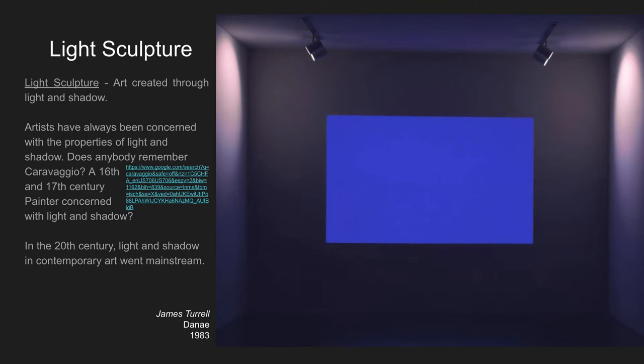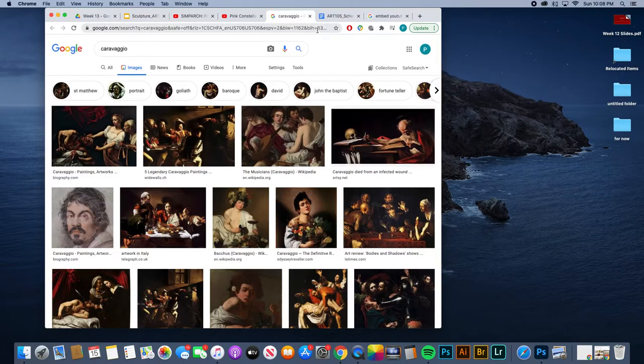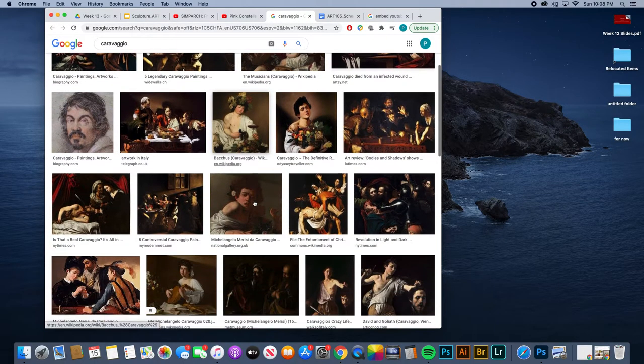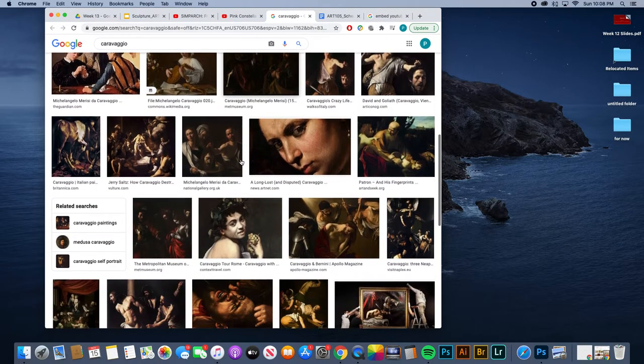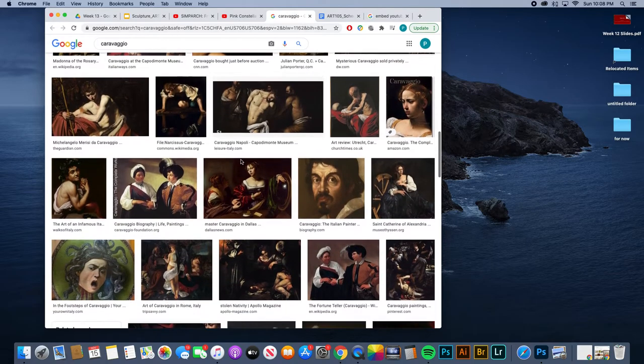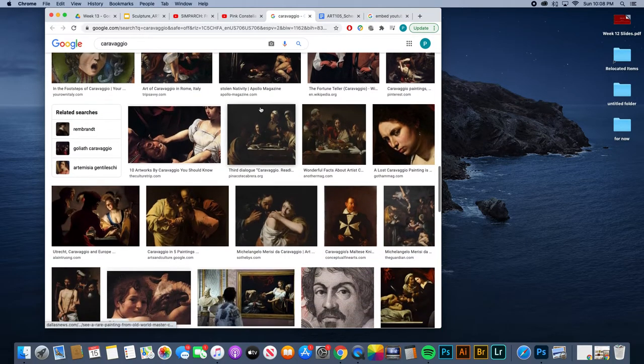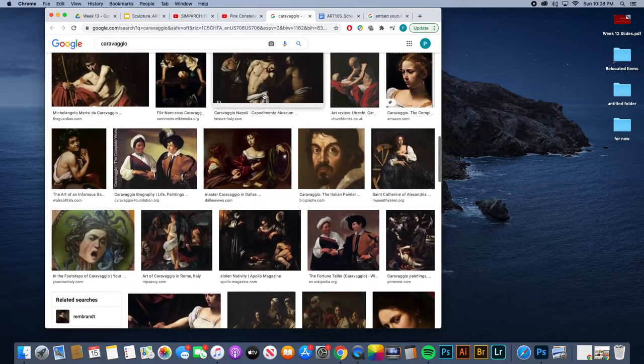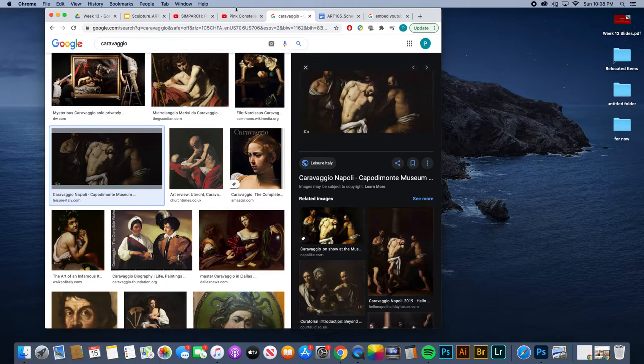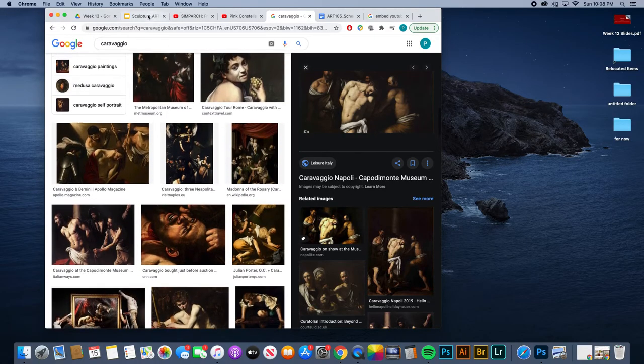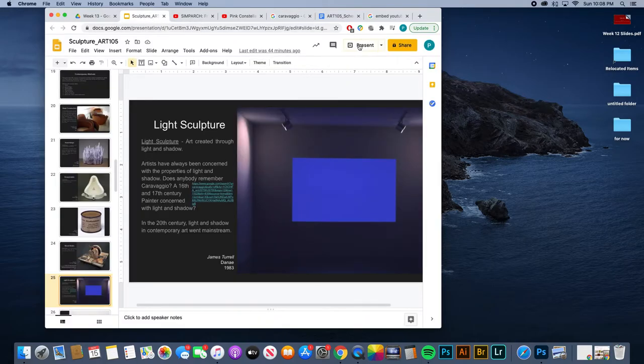Light sculpture. Art created through light and shadow. Artists have always been concerned with the properties of light and shadow. Does anybody remember Caravaggio? A 16th, 17th century painter concerned with light and shadow. This is Caravaggio. We spoke about him briefly when we were talking about painting and light and shadow. So artists have forever, or for a very long time at least, been interested in light and shadow.